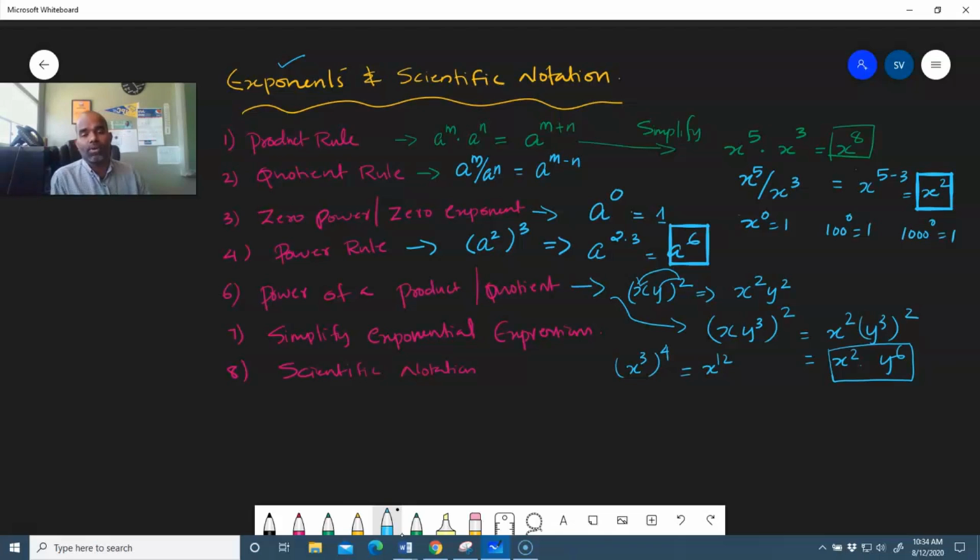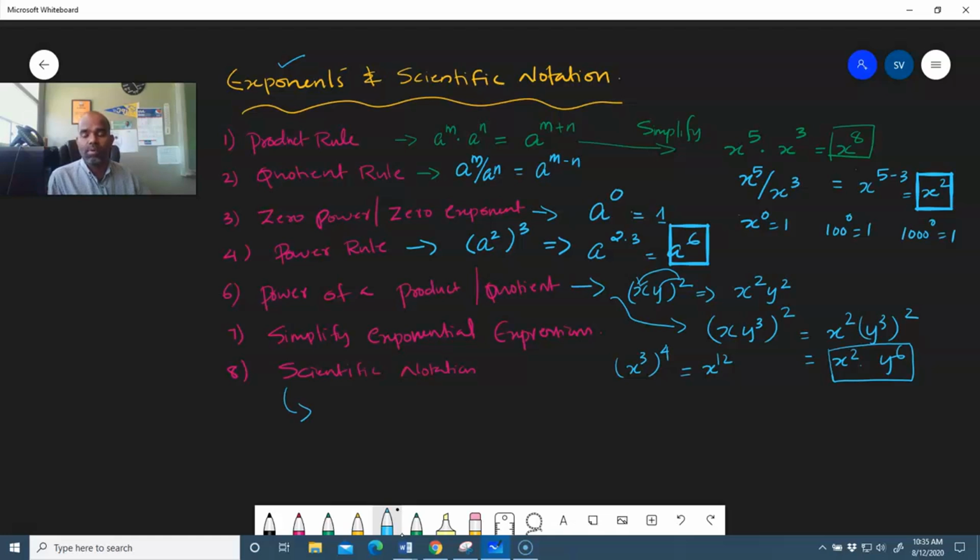And then scientific notation. Finally, we are explaining scientific notation here. What do you mean by scientific notation? Scientific notations are notations which help us to write a very big number in a form which is readable, and which is very useful for calculation.